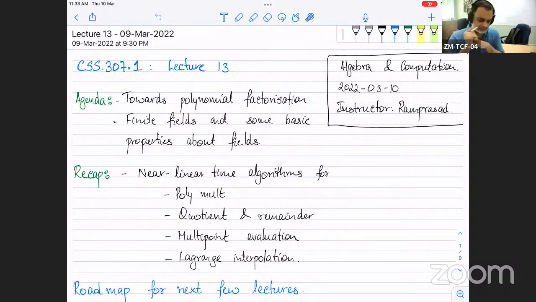Okay, welcome back. So this is lecture 13. We're sort of at the halfway point. Today's lecture is going to be more like a build-up to what is going to happen in the next few lectures. In this lecture and the next lecture, some patience is required because I'll be telling you a bunch of tools and properties and so on.